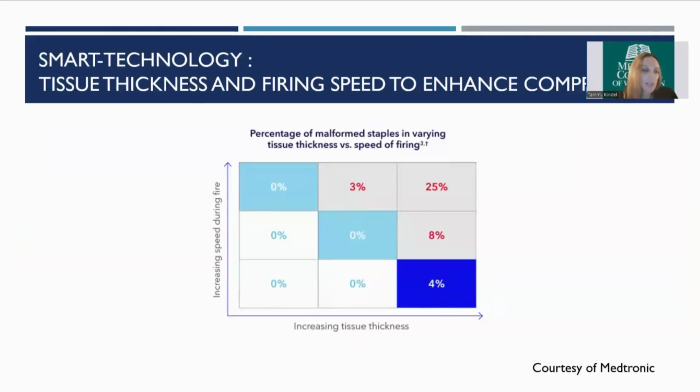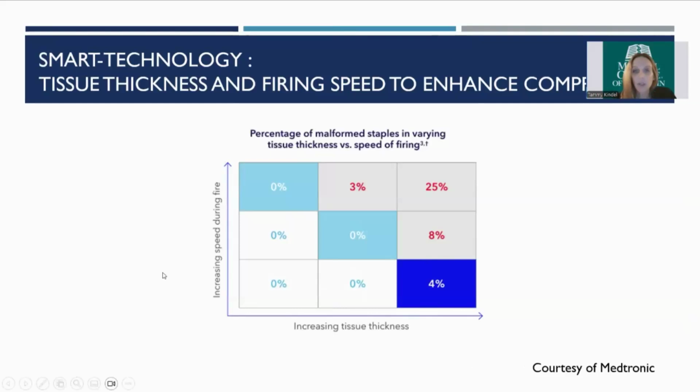This is related to smart technology. There are a couple different manufacturers who are using smart technology, just to mention Medtronic and Intuitive. This is a graph that's provided by Medtronic, but I think this applies to multiple manufacturers who are trying to use smart technology, mostly related to the firing speed and to give feedback to the surgeon potentially about tissue thickness.